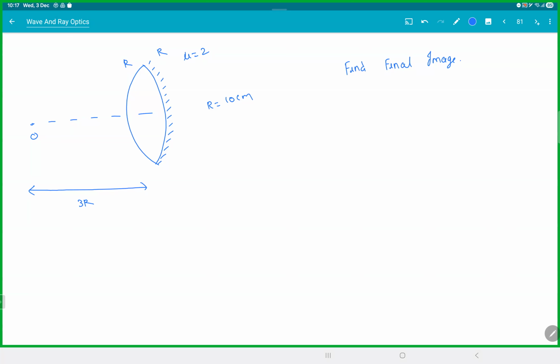Combination of lenses and mirrors, remember? Try. Give a minute or two. This is an important one. Comes a lot.